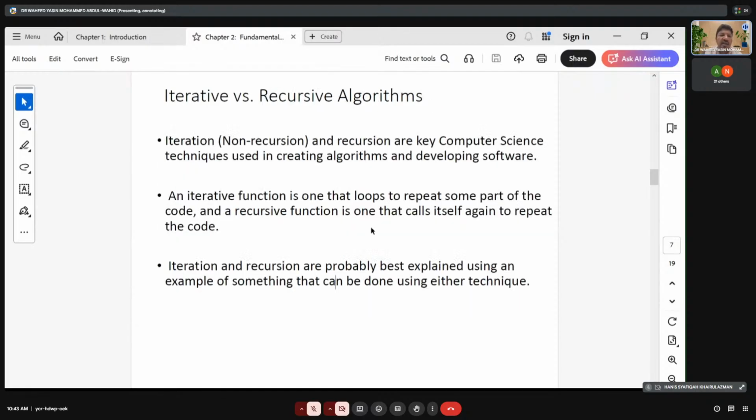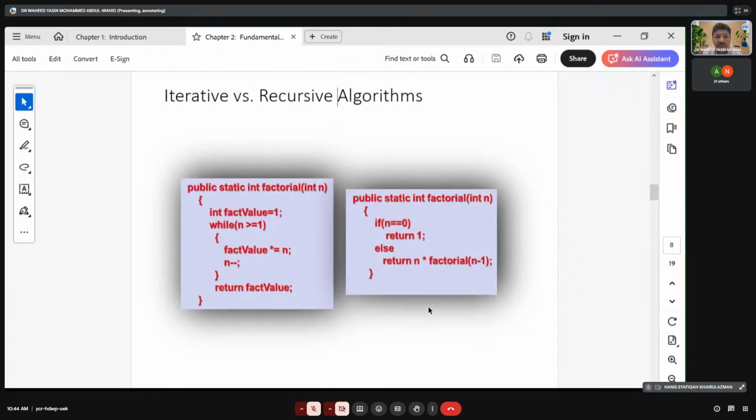Iterative versus recursive algorithms. Iteration, which is non-recursion, and recursion are key computer science techniques used in creating algorithms and developing software. An iterative function is one that loops to repeat some part of the code, and a recursive function is one that calls itself again to repeat the code. We already went through it. Iteration and recursion are probably best explained using an example of something that can be done using either technique. We find here the factorial. We did this one in our last discussion of the assignment.